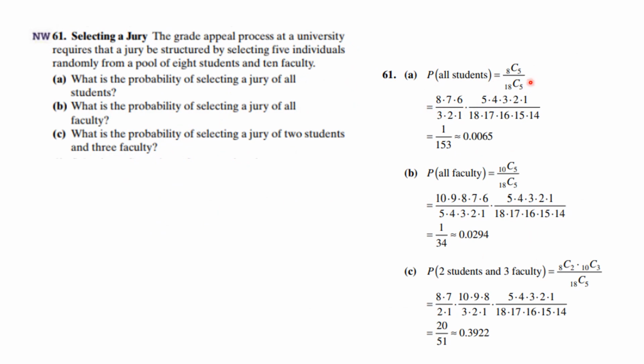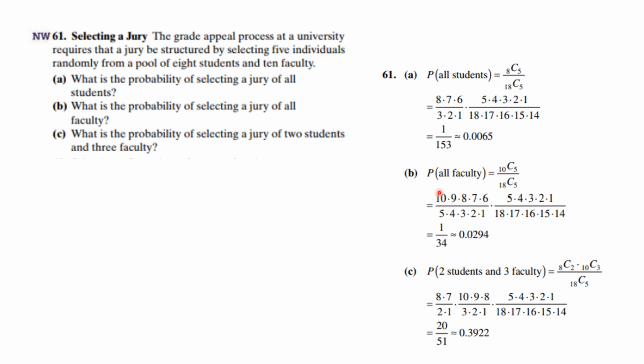Okay, all students, you have to choose 5 students from the 8 available, and then you choose 0 from the 10 faculty. So 10 choose 0 is 1. That doesn't show up, but he could have written it there. And how many different ways could you pick a 5-person jury from the 18? Well, it's 18 choose 5. So you do this calculation, and I encourage you to try that calculation, but you get it's approximately this. So it's unlikely that you get all students.